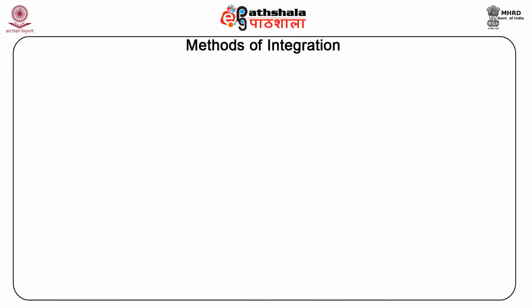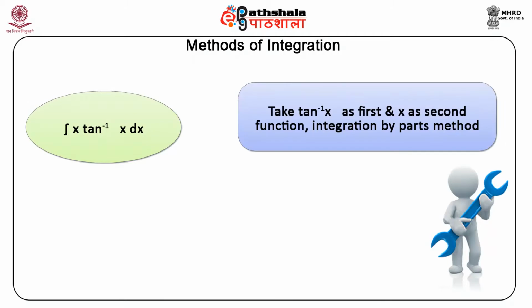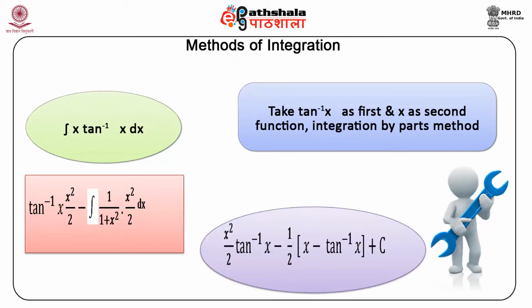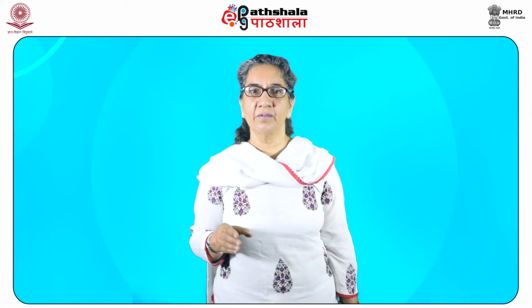Integration of x tan raised to the power of minus 1 x dx. If we take tan raised to the power of minus 1 x as first and x as second function in the above example, then by using integration by parts method, we get tan inverse x times x squared divided by 2 minus integration of 1 over 1 plus x squared into x squared by 2 dx, which is equal to x squared by 2 tan inverse x minus half (x minus tan inverse x) plus c. Next we will study integration by partial fractions.